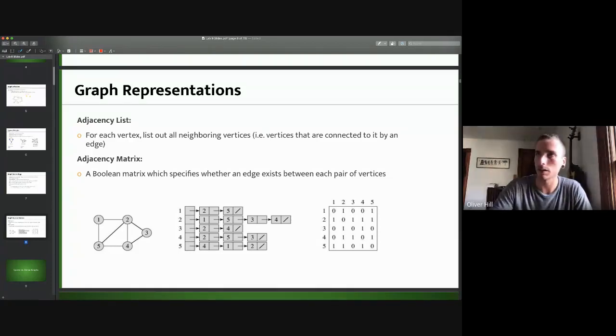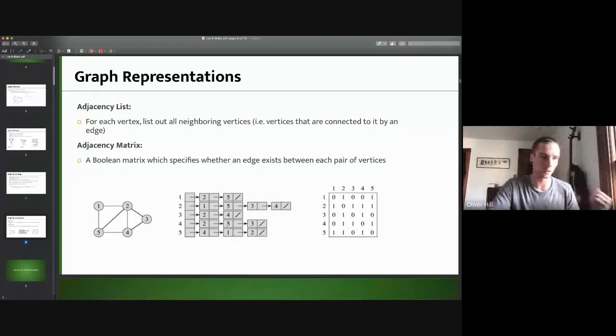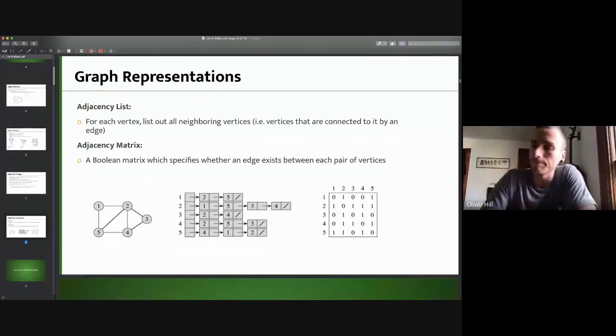Yeah, so that's how you're going to see it. And this will come up in project 4, so good stuff to know.